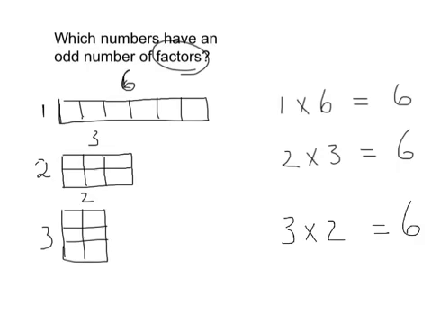Now that means that I can list my factors of 6. So let's go to a new page. So the factors of 6 can be written like this. We know that we've got 1 by 6 and 2 by 3. Don't need to worry about 3 by 2 or 6 by 1 because they are still factors.